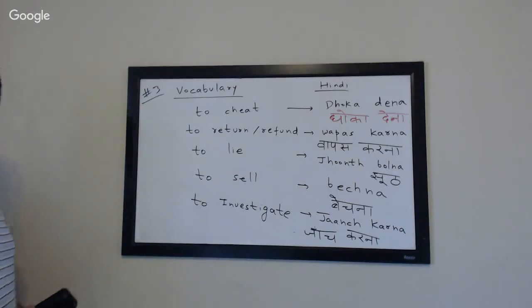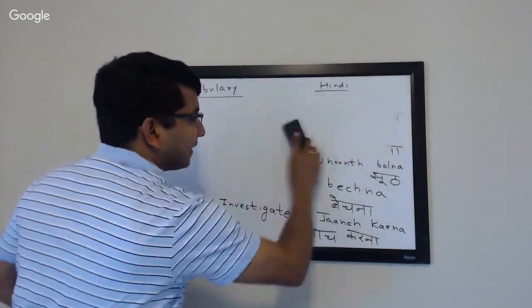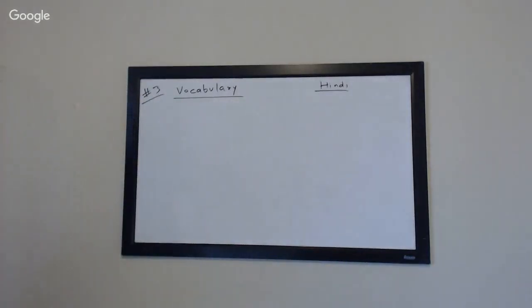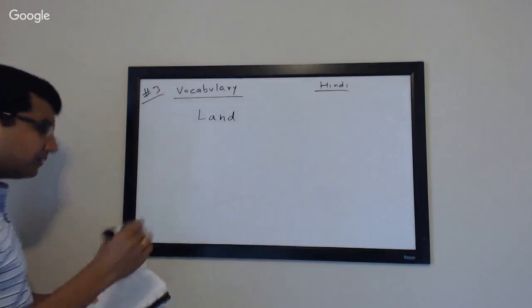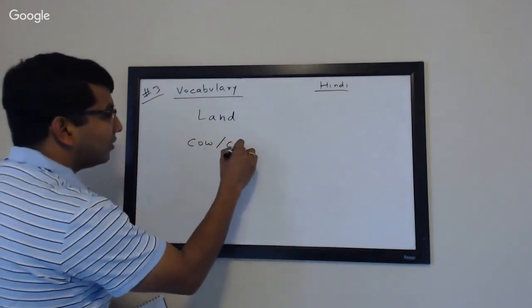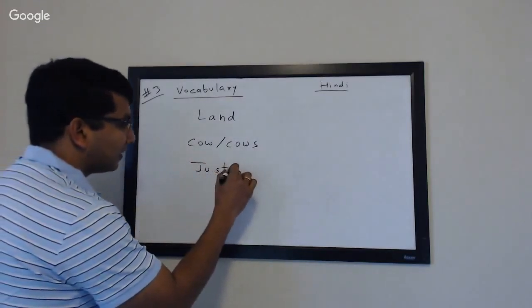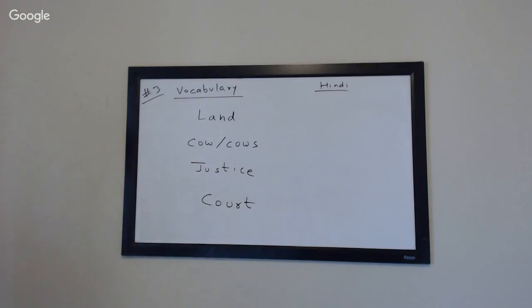So I have four more vocabulary words before we jump to our story. I'm going to erase it, and we'll do the other four, and we'll jump right to the story, which is very interesting. Okay, so now I have the four more vocabulary words. First one is land. Now these are not really verbs, right? Land, cow or cows, justice, and court. Okay, I'm going to skip a step here and just do it myself.